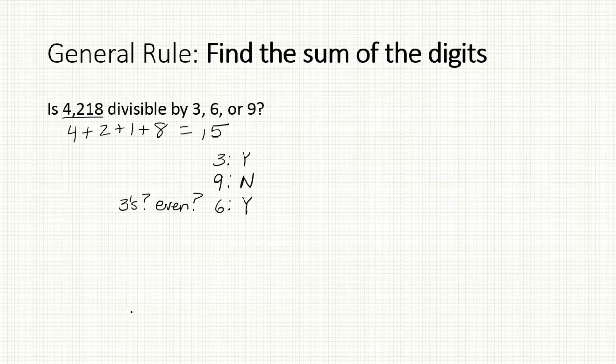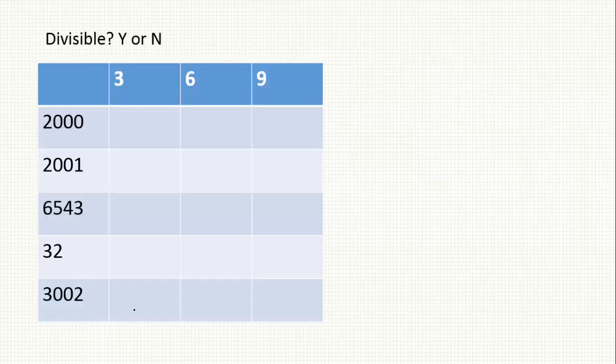Okay, so that's the general idea for 3s, 6s, and 9s. Let's try a few other examples. So in this chart, I have several examples going down the left side. Let's check and see what they're divisible by.